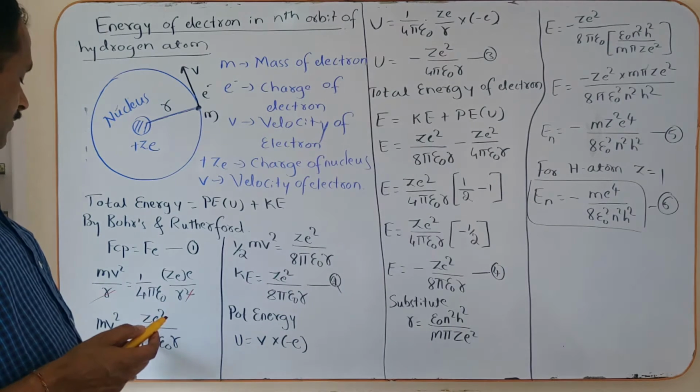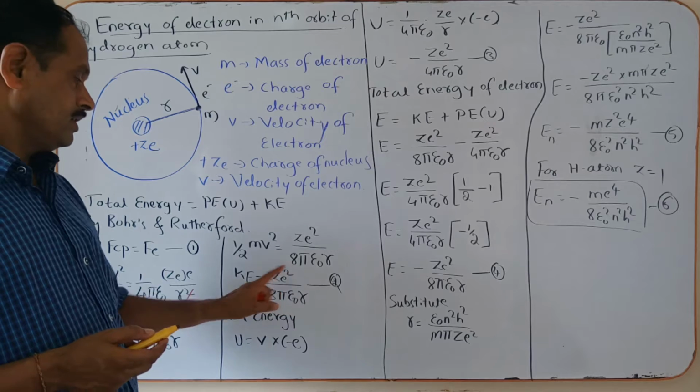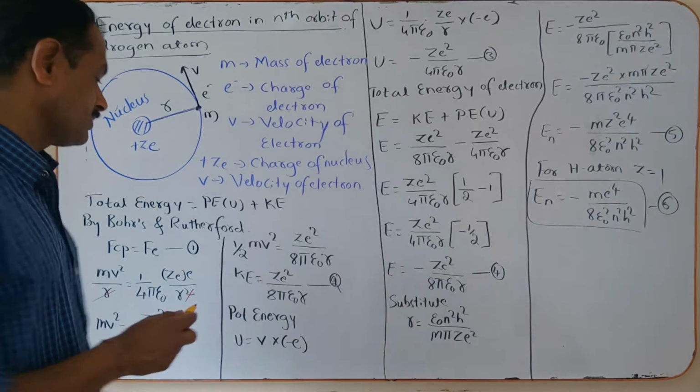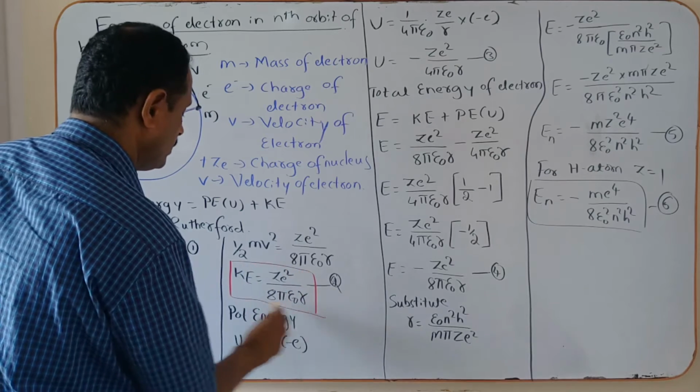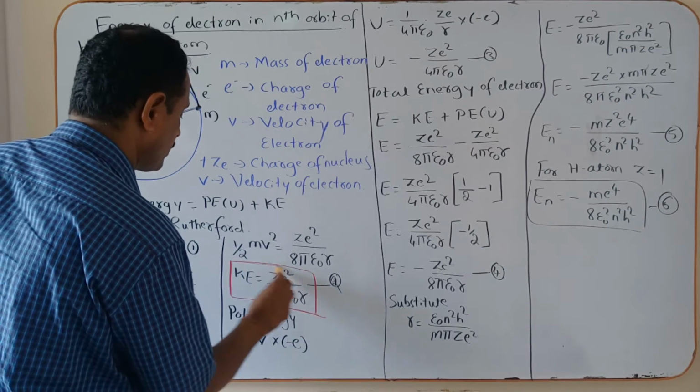Here there was 1 by 4, and it becomes 1 by 8. Now the kinetic energy is equal to positive Ze square upon 8 pi epsilon naught r.